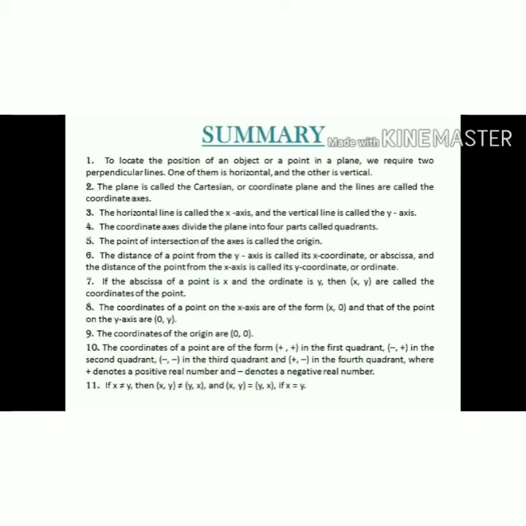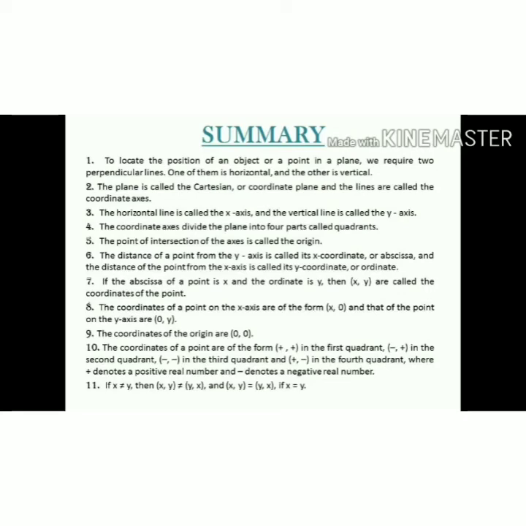To locate the position of an object or a point in a plane, we require two perpendicular lines. One of them is horizontal and the other is vertical. The plane is called the Cartesian or coordinate plane, and the lines are called coordinate axes. The horizontal line is called the x-axis and the vertical line is called the y-axis. The coordinate axes divide the plane into 4 parts called quadrants. The point of intersection of the axes is called the origin.